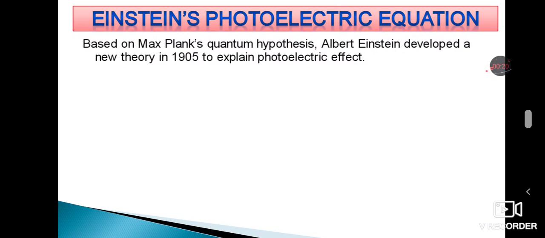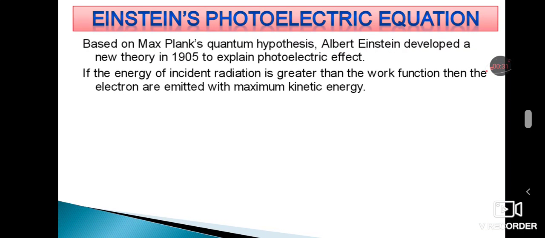So based on Max Planck's quantum hypothesis, Albert Einstein developed a new theory in 1905 to explain the photoelectric effect. If the energy of incident radiation is greater than the work function, then the electrons are emitted with a maximum kinetic energy. In the first case, we considered light as a wave, so they assumed that the minimum frequency required to eject the electron is the threshold frequency. But Einstein considered it as having particle nature.